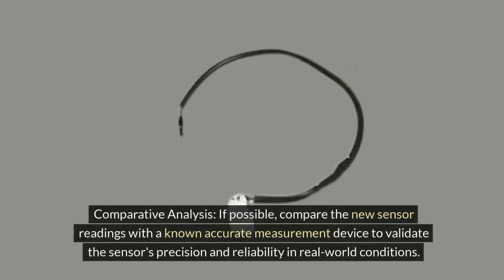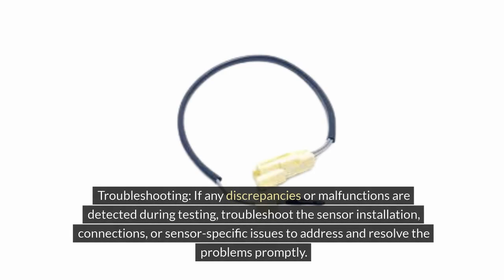Comparative analysis. If possible, compare the new sensor readings with a known accurate measurement device to validate the sensor's precision and reliability in real-world conditions. Troubleshooting. If any discrepancies or malfunctions are detected during testing, troubleshoot the sensor installation, connections, or sensor-specific issues to address and resolve the problems promptly.